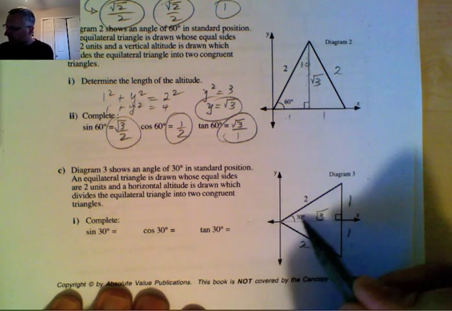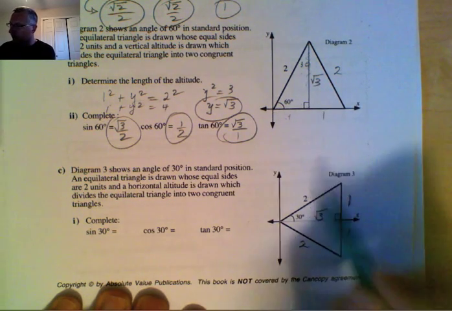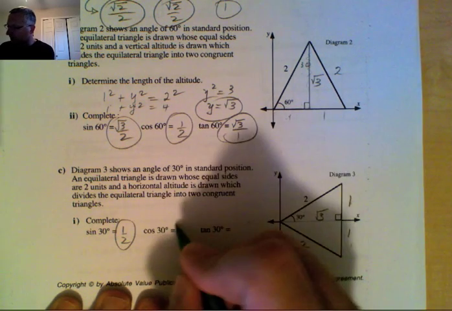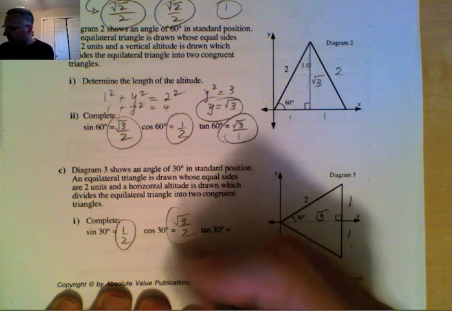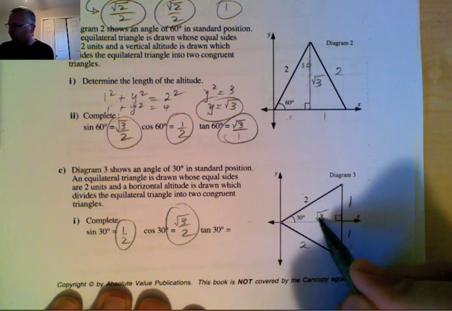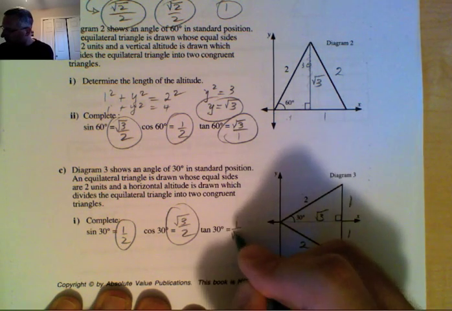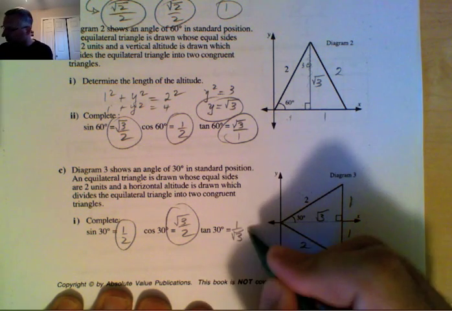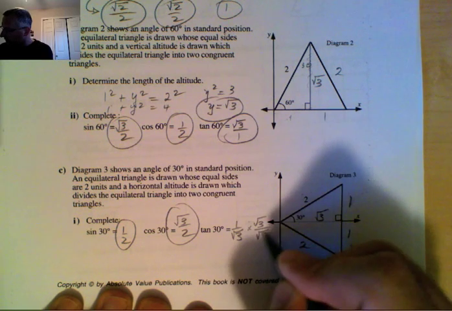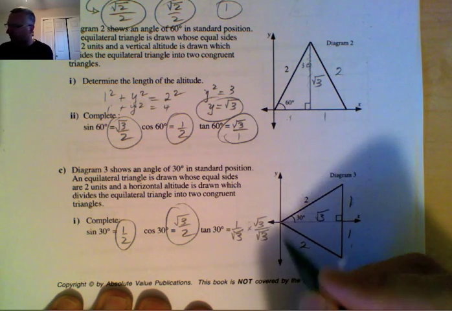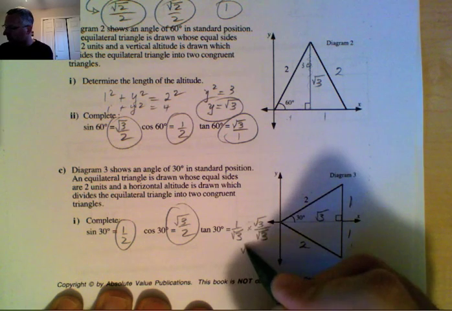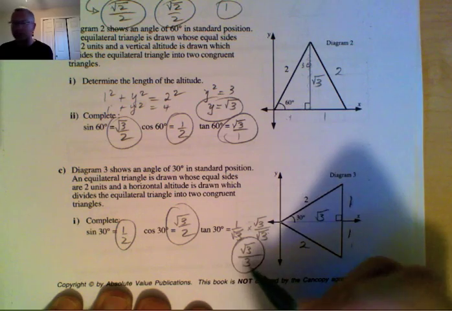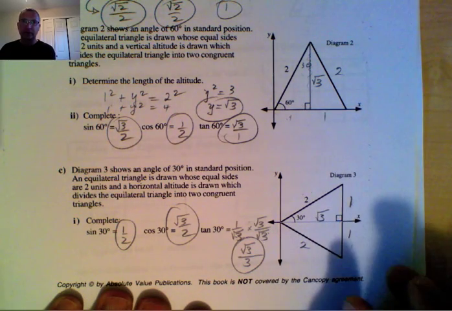If we now look at sine, sine is y over r, so sine is a half. Cosine is x over r, so it's √3 over 2. And tangent is y over x, which is 1 over √3. And again, remember, we can't leave radicals in the denominator. So we multiply the numerator and the denominator by √3. So 1 times √3 is √3, and √3 times √3 is just 3. So the tangent of 30 is √3 over 3.